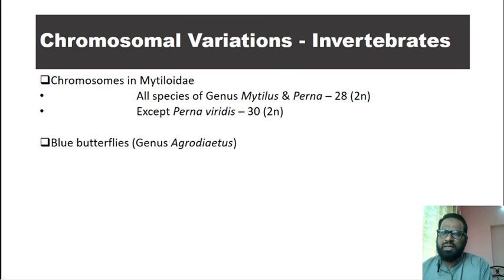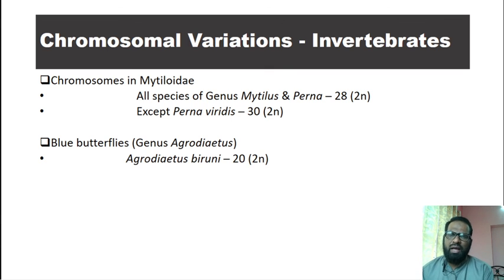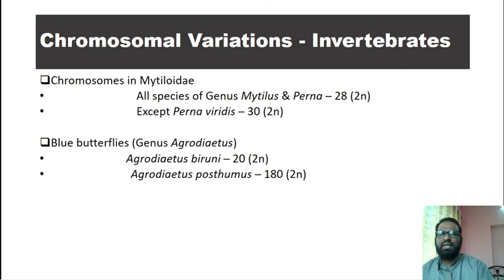Then we come to Agrodiaetus, the blue butterflies. In Agrodiaetus baytopi, the diploid number of chromosomes is 20, whereas in a very closely related species, Agrodiaetus poseidon, the diploid number is 180. Now you can see the difference within one genus: only 20 chromosomes in one species, and in another highly closely related species 180 diploid chromosomes. This is another very important type of variation.